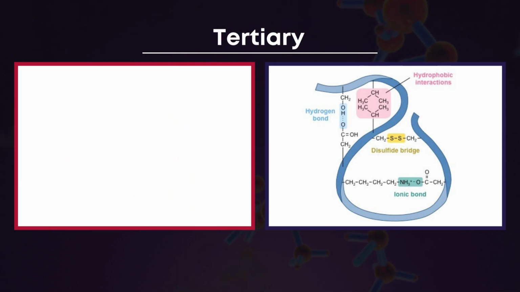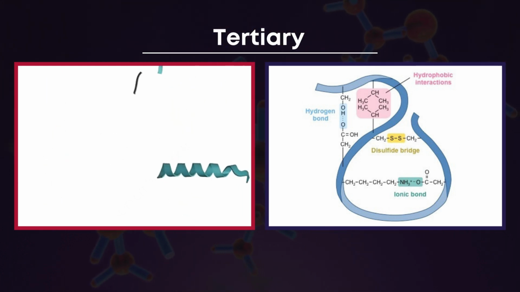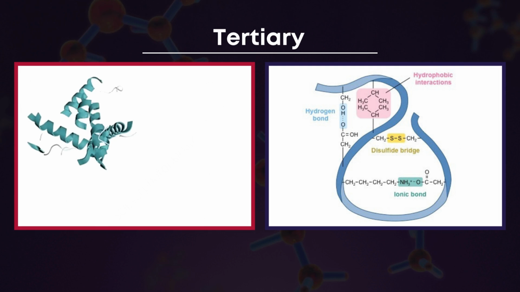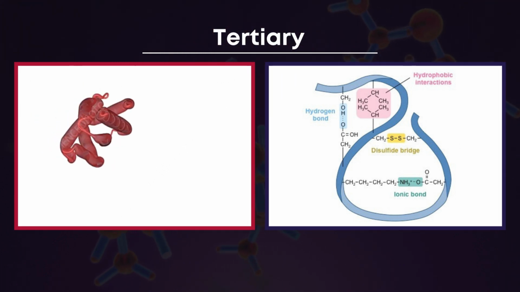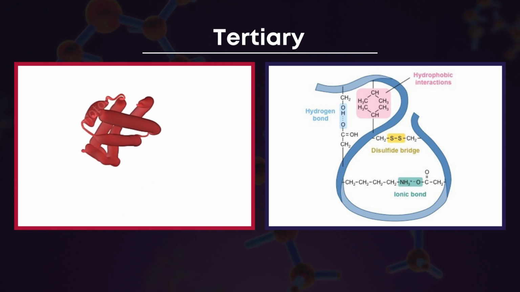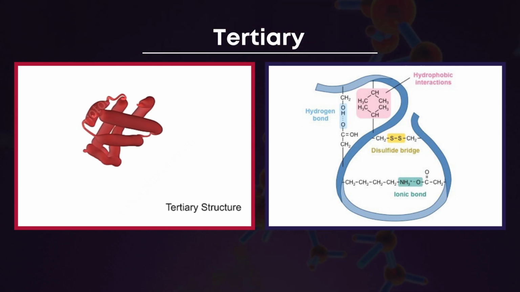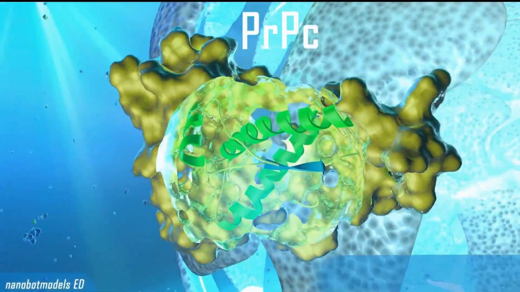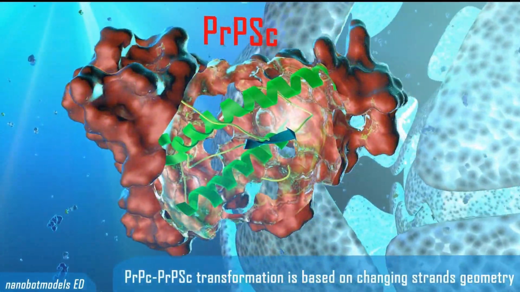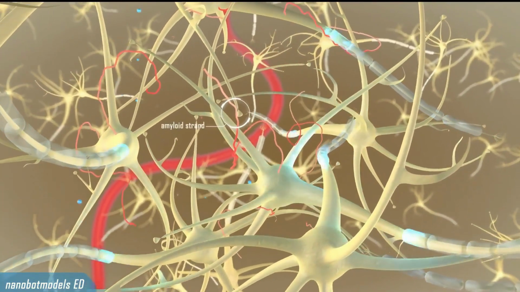Now, the tertiary structure. This is where things get more complex. The entire protein folds into a three-dimensional shape, stabilized by various interactions like hydrogen bonds, ionic bonds, and hydrophobic interactions. This 3D shape is crucial because it determines how the protein will interact with other molecules. But if proteins misfold, it can lead to diseases like mad cow disease, caused by prions.